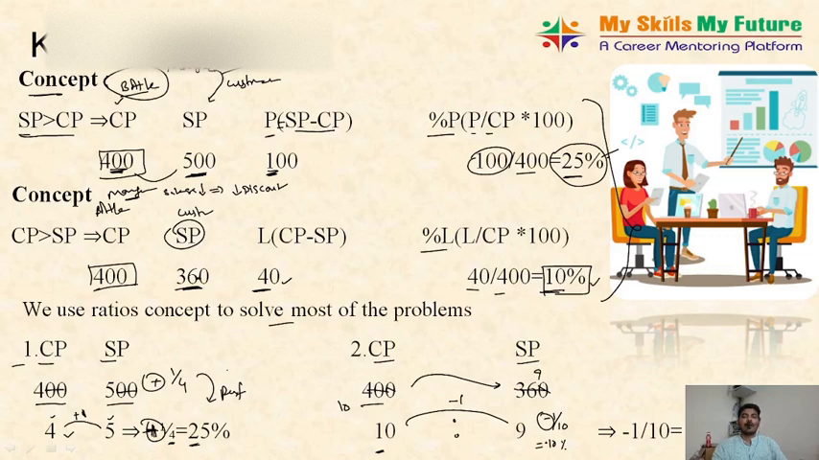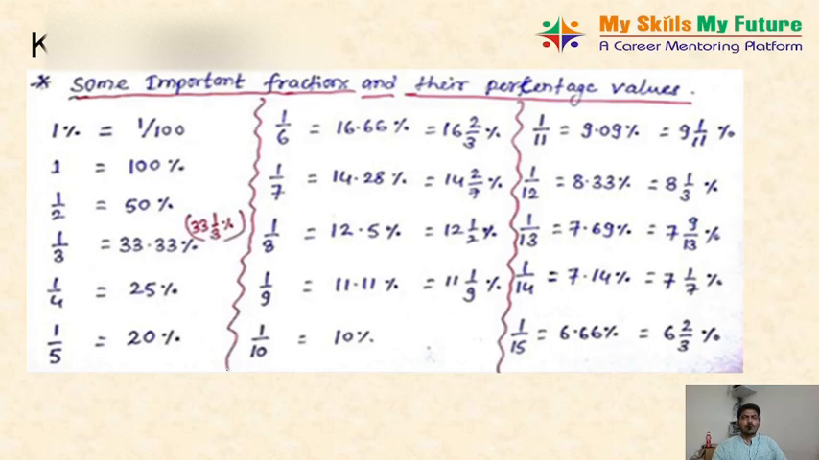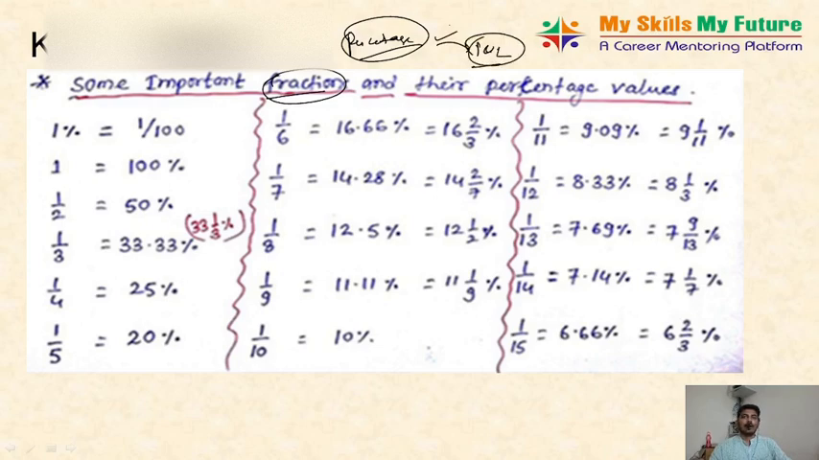And in order to solve this particular problem with the ratios concept, you need to remember some factors here and their percentage values. This concept we already covered in the percentages topic, and if we know the concept of percentages, you will be able to solve profit and loss in an easy manner. And if you know ratios also, then you will be able to. So the concepts of percentages and ratios will help us in solving the problems of profit and loss.